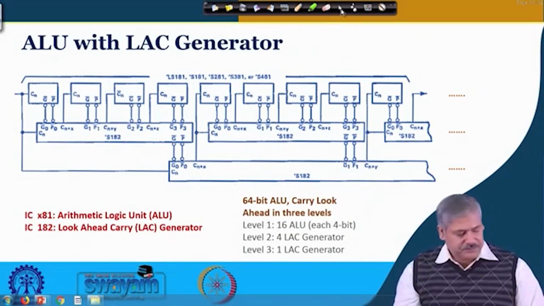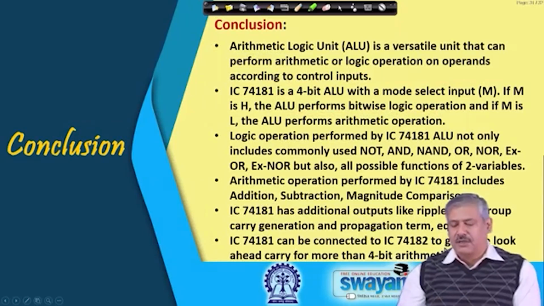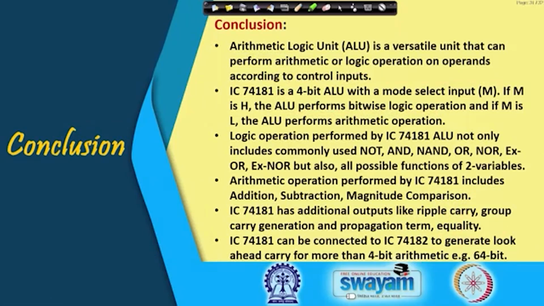So, to conclude, we find that the ALU is a versatile unit that can perform arithmetic and logic operations on operands according to control inputs, which are coming through those selection lines. It is a 4-bit ALU IC 74181 with the mode select input, and depending on whether it is high or low, logic or arithmetic operations are done, and it includes commonly used NOT and these operations, and in fact it can generate all possible combinations of 2 variables, that is 16 possible functions.